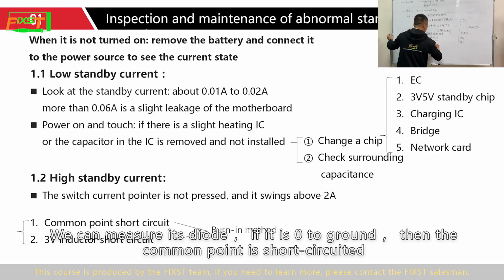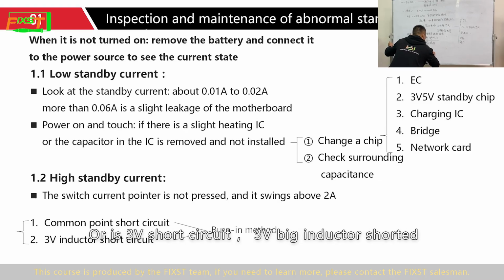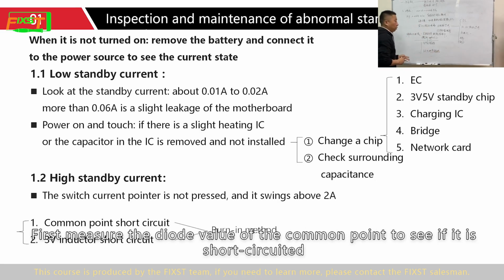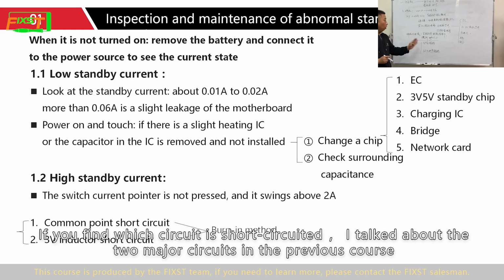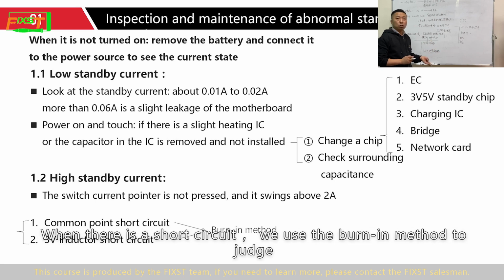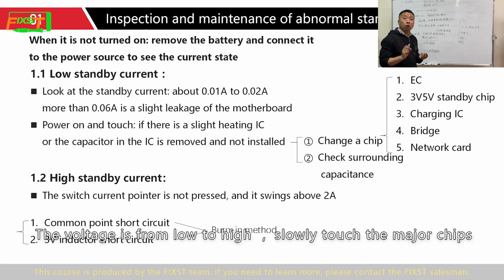We can measure with the dial. If it is 0 to ground, then the common point is short-circuited. Or the 3 volt is short-circuited. 3 volt inductor shorted. First measure the dial value of the common point to see if it is short-circuited. If you find which circuit is short-circuited, I talked about the 2 major circuits in the previous course. When there is a short circuit, we use a burn-in method to judge. The voltages from low to high slowly touch your major chips.